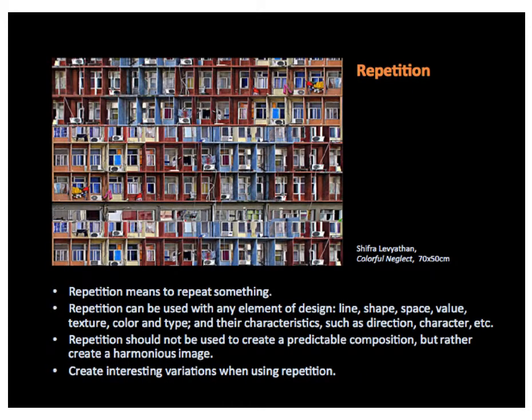Repetition is another example of unity. Repetition means to repeat something. Repetition can be used with any element of design: line, shape, space, value, texture, color, and their characteristics such as line direction and character. Repetition should not be used to create a predictable composition, but rather a harmonious one.